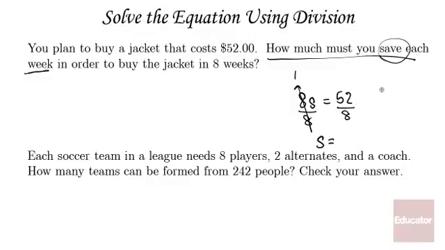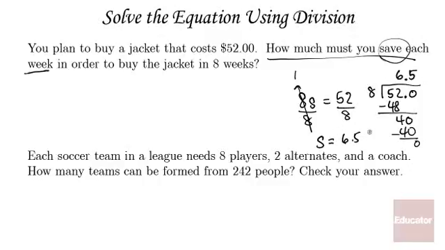8 doesn't go into 52 evenly, so I'm going to set up my division problem here. It goes into 52 approximately 6 times, which is 48. I'm going to add a decimal and continue dividing. 52 minus 48 is 4. Bring down the 0. 8 goes into 40 5 times perfectly. So it's 6.5 or $6.50. So each week, if I save $6.50, after 8 weeks, I'll hit my goal of $52.